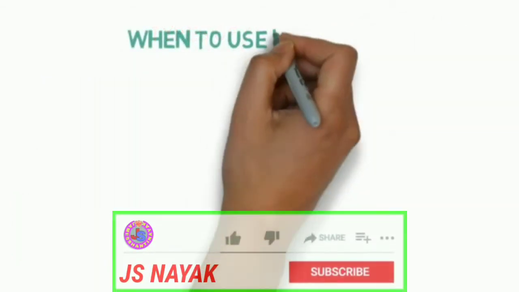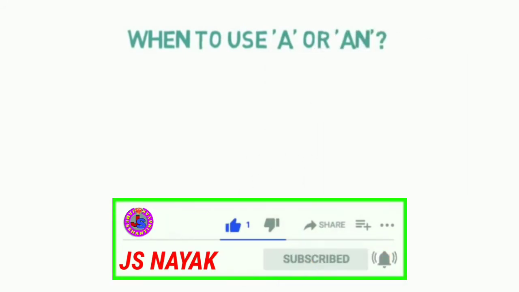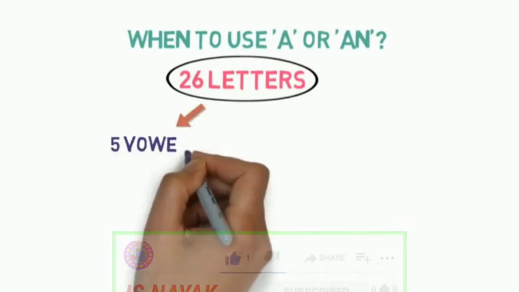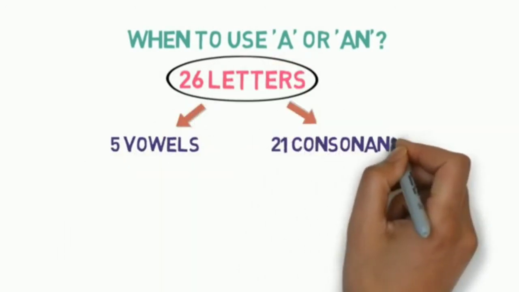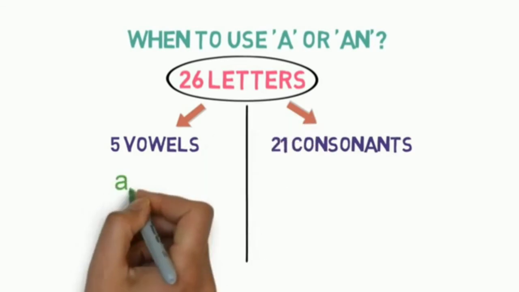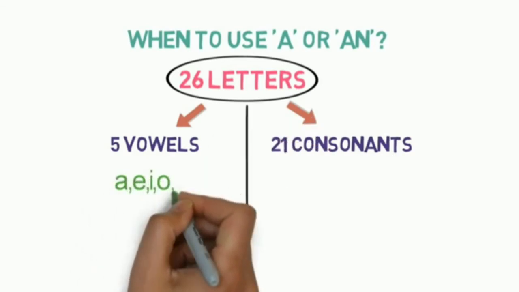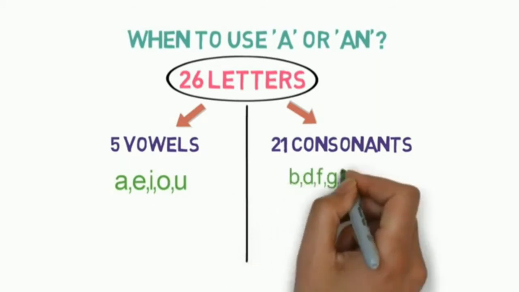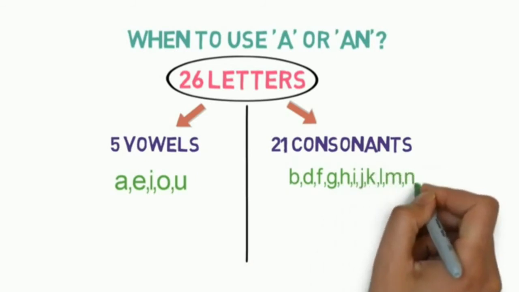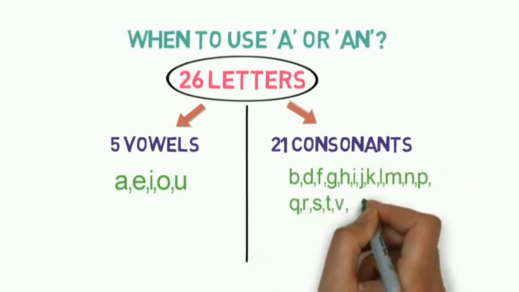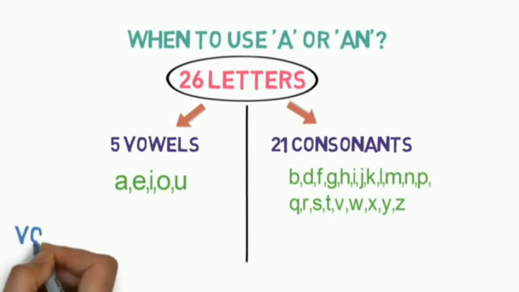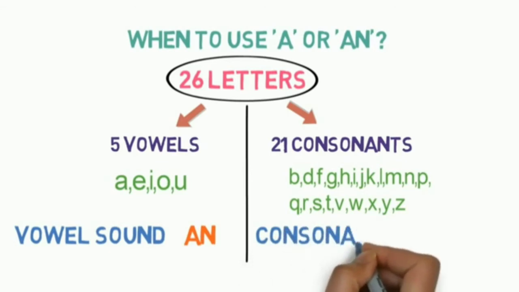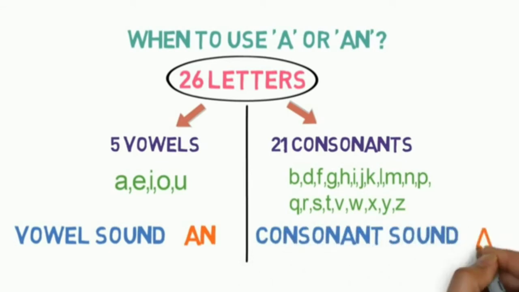So how to decide when to use a or an? Basically, there are 26 letters in English, out of which 5 are vowels and 21 are consonants. The 5 vowels are A, E, I, O, U. The rest 21 consonants are B, C, D, F, G, H, J, K, L, M, N, P, Q, R, S, T, V, W, X, Y, Z. If a word is beginning with a vowel sound, an is used, and if a word is beginning with a consonant sound, a is used.